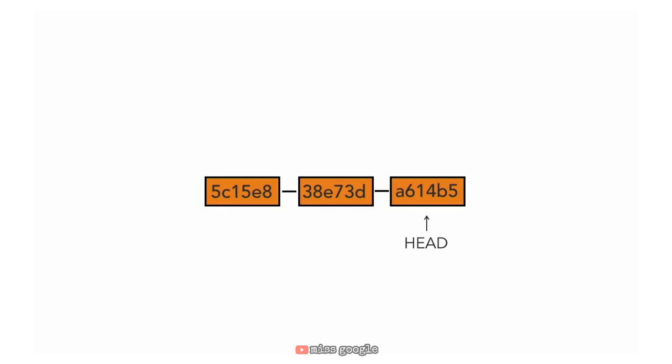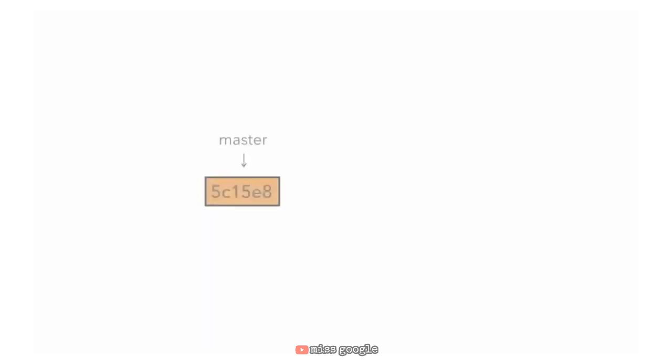Branches is a more advanced subject we'll talk about later on, but I want to just give you the basics here. By default, the branch we're working on is called the master branch, and that's our main branch. So let's walk through the master branch and see how the head pointer moves as we make our commits. We start with our first commit, 5C15E8. At the start, the head pointer points to that commit.